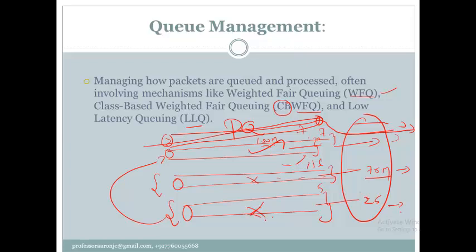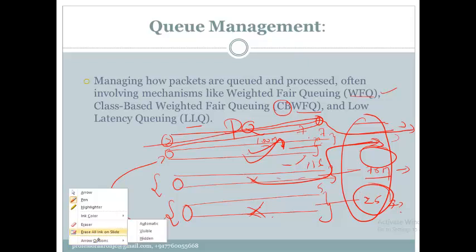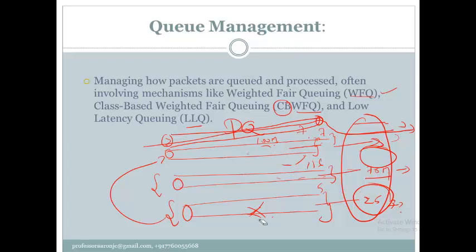This is class-based weighted fair queue. This is PQ. Together is what is called LLQ, low latency queuing. All right. So you can see LLQ and class-based weighted fair queue in most of the production places.